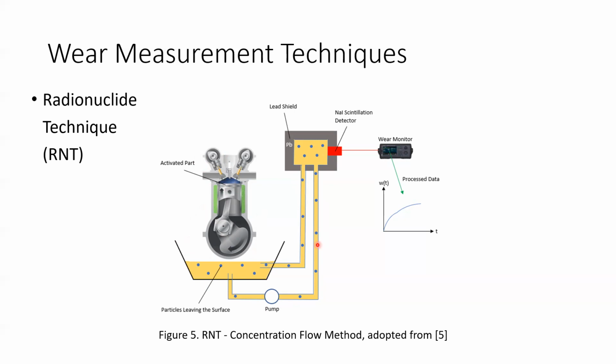In the concentration flow method, the particles leaving the surface are detected, whereas in thin layer difference, the amount of particles remaining on the surface is measured with the placement of the detector near the surface of interest. The first step of the procedure for both sub-methods is activating the material whose wear rate is analyzed. The surface of the desired component is activated by bombarding it with a beam of ions.